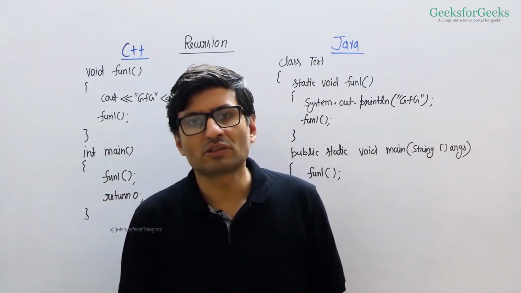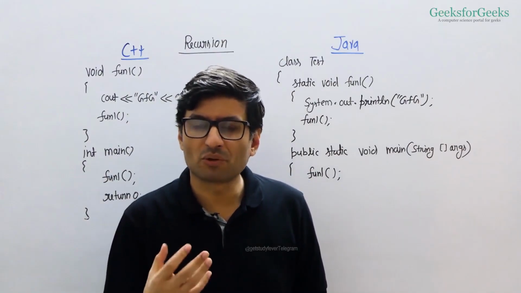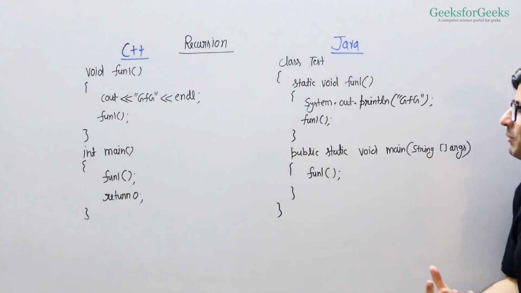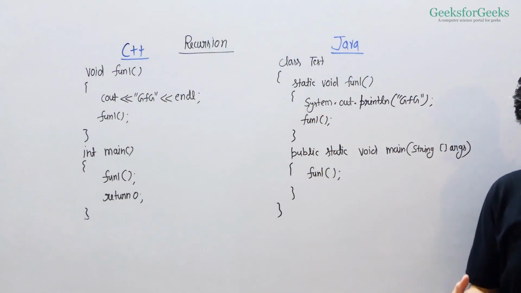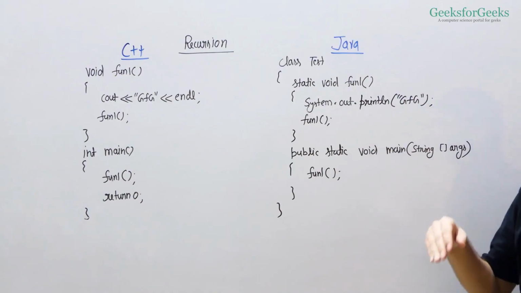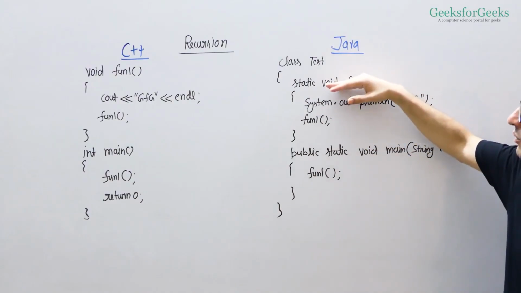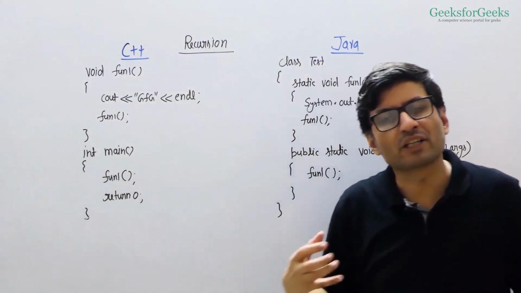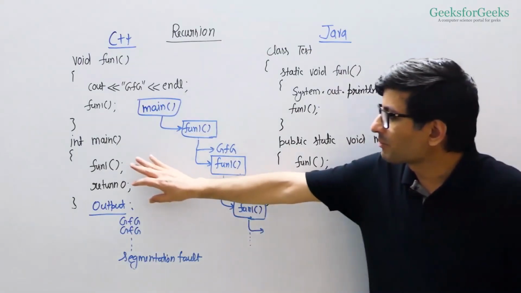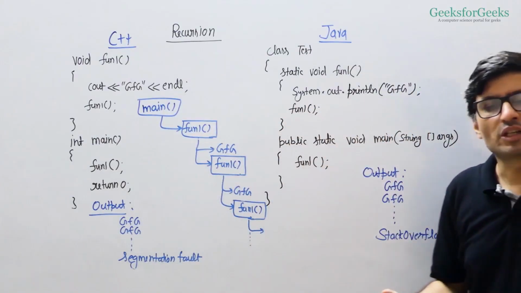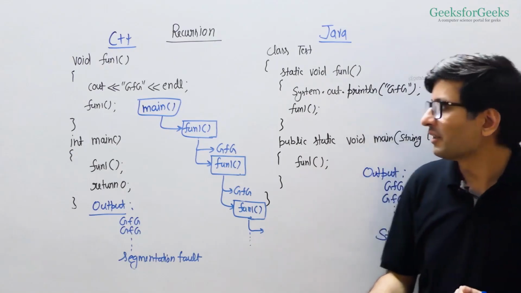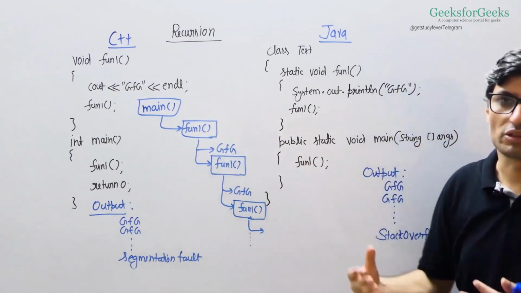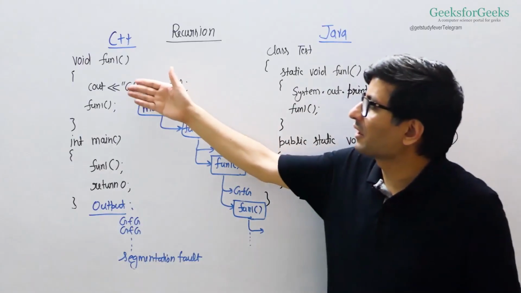Here are examples of very simple direct recursive programs. This is a simple C++ program, and this is a Java program. Now please pause this video and try to guess the output of these programs. These are direct recursive. Function fun1 is calling itself, and it's calling itself after printing a line. In both the C++ and Java programs, we have a main function. We begin our execution from the main function, and then main calls fun1, and fun1 is a recursive function.